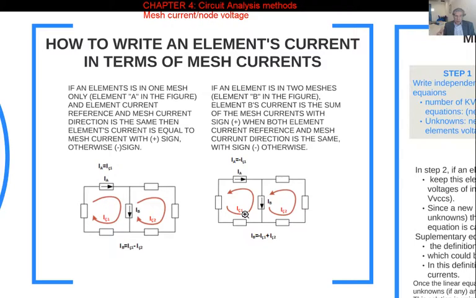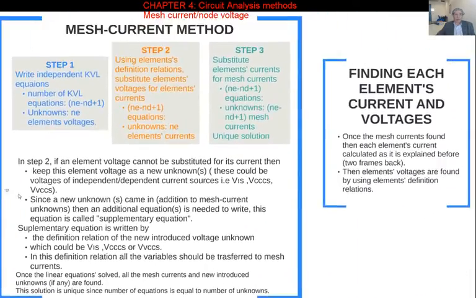So if we use this rule, we can say that once you know the mesh currents, then you can find out all the element currents. That is the title of it: we have to write an element's current in terms of mesh currents. So it is easy that we could do that. So let's come to the method now.